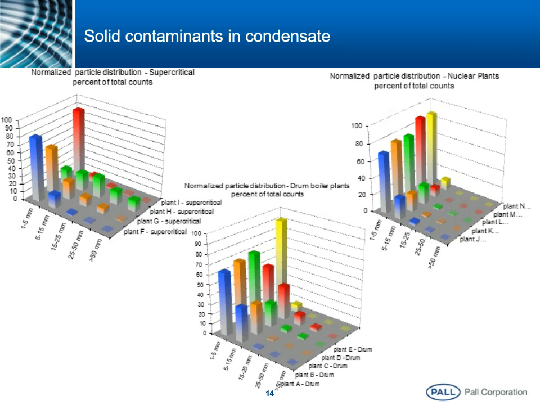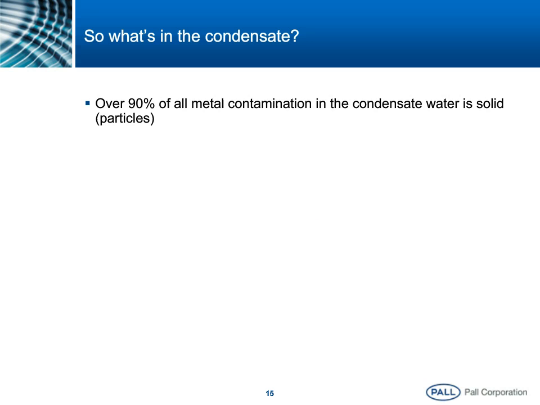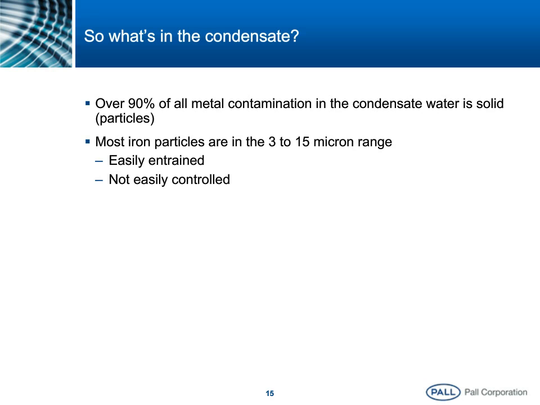So again, what we have in the condensate is actually mostly particles. Over 90% of all metal contamination in the condensate water is in the form of particles. And as we've seen, these are small, but what we know when we actually look at what they are, over 95% of these particles are actually iron particles. And they are in the 3 to 15 micron range, as we've seen earlier, which means 2 things.